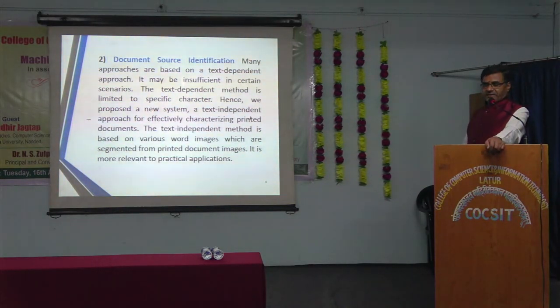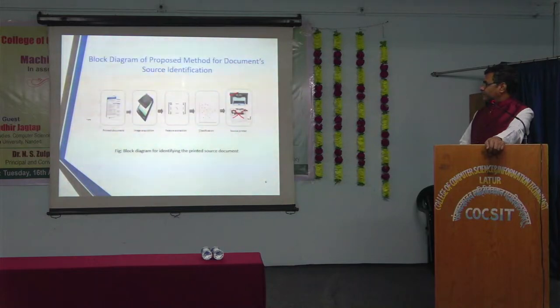Document source identification. Earlier was age identification, this is source identification. Source means the printer. This is the block diagram of source identification. So here the document is there. Image scanner, printed document, image scanner. After image acquisition has happened, it proceeds to feature computation. Feature computation means it is ultimately a matrix. What is a feature? It is a matrix. The properties of an image are entered in the form of rows and columns, that's it.